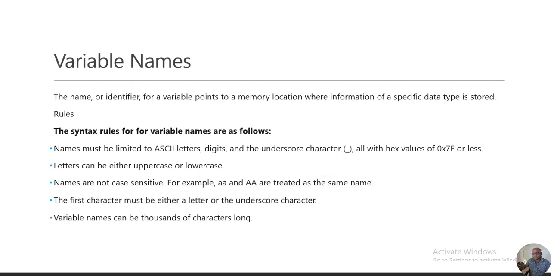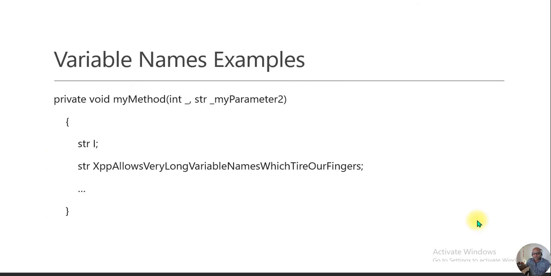Going to the next slide. This is the way we declare variables: str1, str, xpp. Here we can give underscores. Whatever values we pass to a method, we call those parameters. Parameters must and should start with an underscore. That kind of variable is called a parameter, and the one below is called a variable. We have different types of variables, which we will look into.